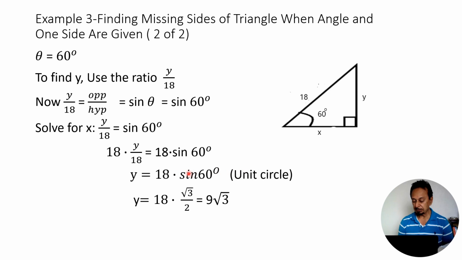Now from the unit circle, sine 60 is square root of 3 over 2. So we have 18 times square root of 3 over 2. Now 18 divided by 2 is what? 9. So y is 9 times square root of 3.